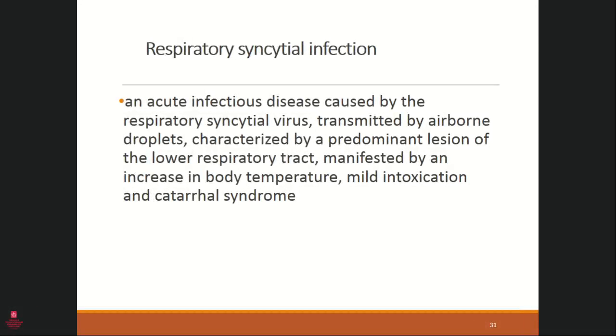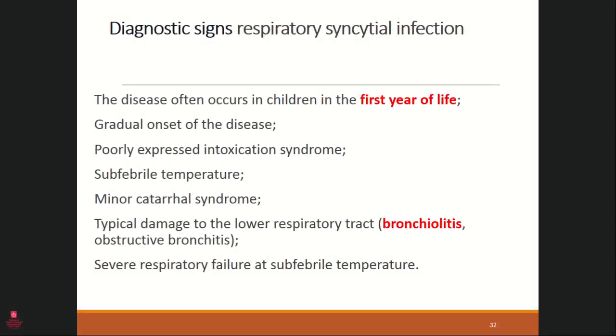Respiratory syncytial infection is an acute viral disease caused by the respiratory syncytial virus, transmitted by airborne droplets, characterized by lesion of small bronchi, bronchiolitis in young children. In the clinical picture, the temperature is not high. Unlike stenosis, there is no barking cough.